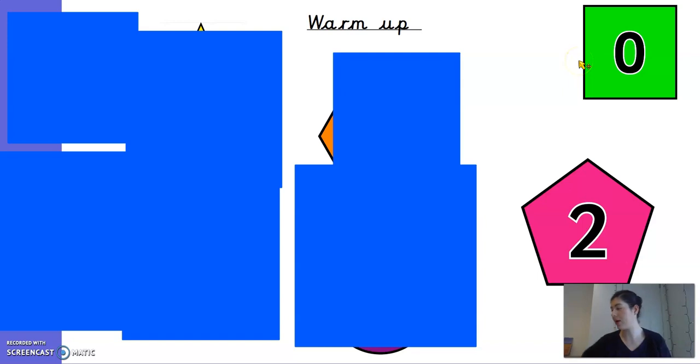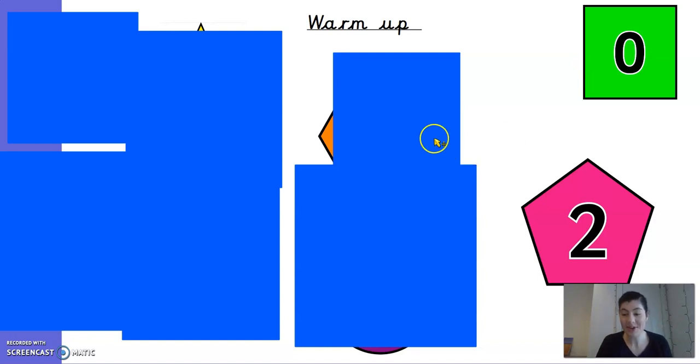And the last one. Oh, what shape have we got first? It's a square. And what number is on our square? 0. How do we double 0? Can you put 0 fingers up? I think there's no fingers. And then put another 0 up. How many fingers have I got holding up? I haven't got any, have I? Double 0 is 0. There's nothing there.